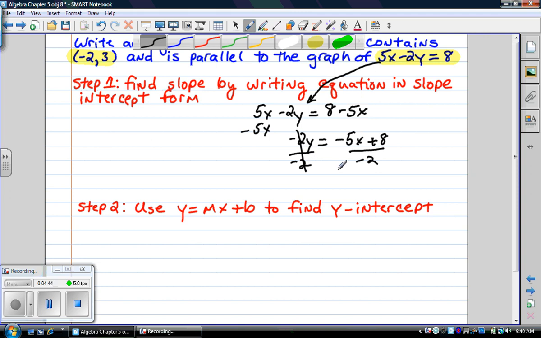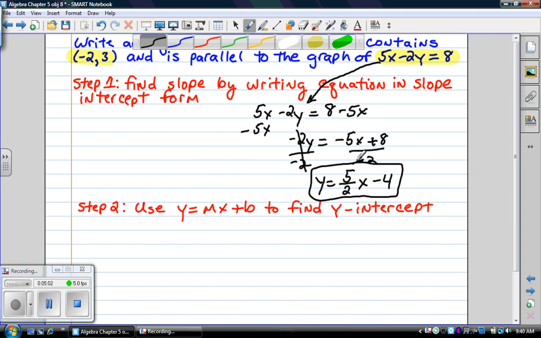I know that y is going to be equal to, my slope is negative 5 over negative 2. Negative divided by negative is positive. So my slope is going to be positive 5 over 2 times x. And positive 8 divided by negative 2 is going to make that minus 4.